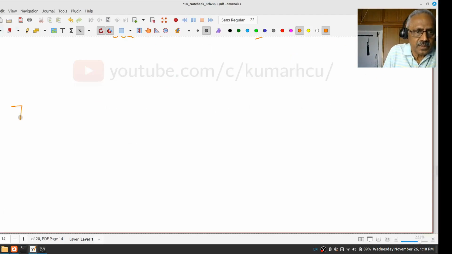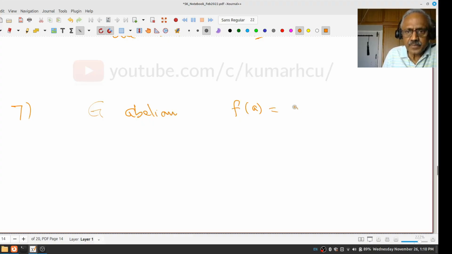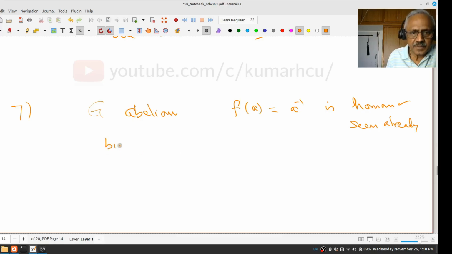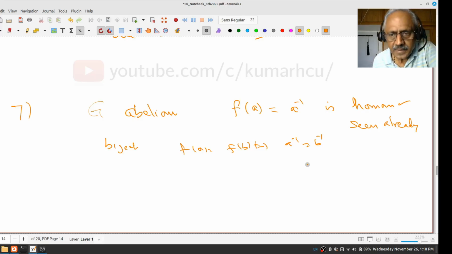Okay. Suppose G is an abelian group. We had already seen the map f of a equal to a inverse is a group homomorphism. Seen already. It's also a bijection, because f of a equal to f of b if and only if a inverse is b inverse.